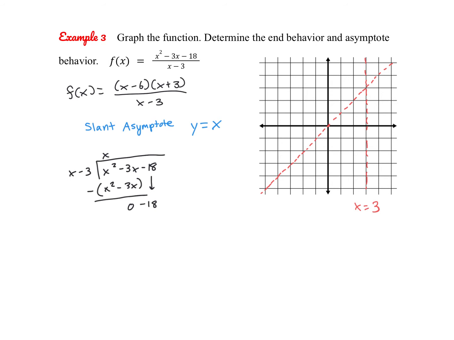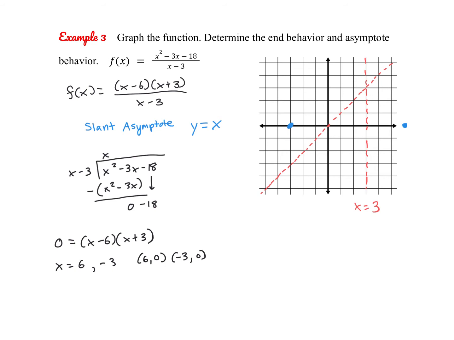Okay, let's continue on. Let's find our x and y intercepts if they exist. Let's start with our x-intercept. We could take our numerator and set it equal to 0. So we get x equals 6 and negative 3. So (6, 0) and (-3, 0) are our x-intercepts. One's over here and one's over here.